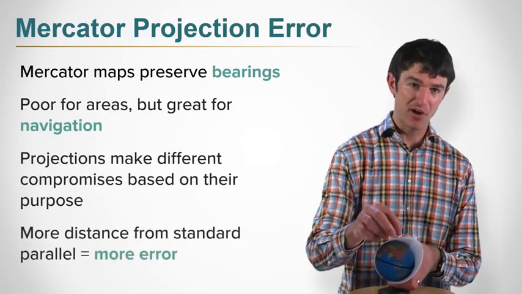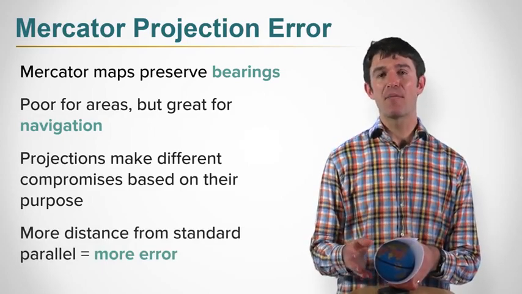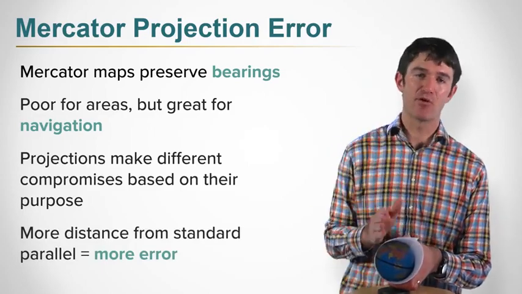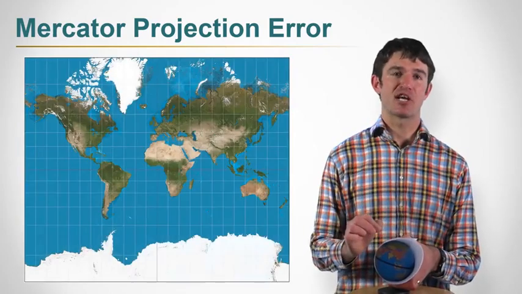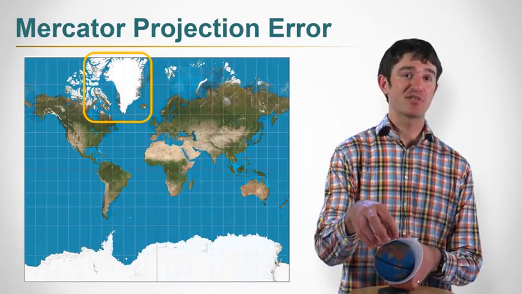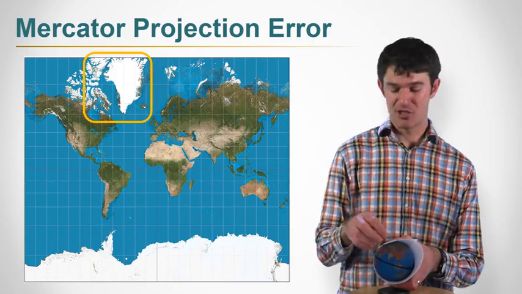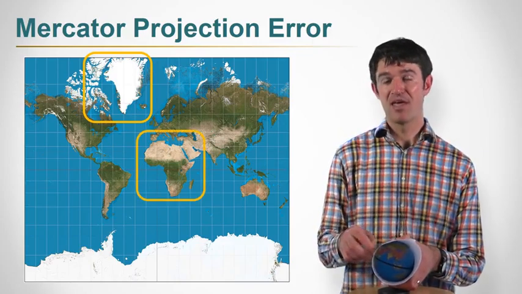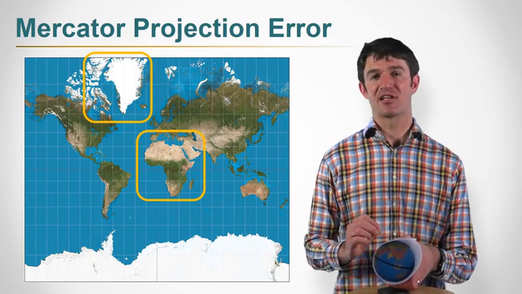Still, we have the same issue we had with the planar projection. As we get further away from the standard parallel, we accumulate more error on our map because the light ray travels at angles that force the spread of information. This is really evident in the Mercator projection. Greenland is pretty small, but in the Mercator projection, since it's out here, it's as big as the continent of Africa, which is over here along the standard parallel. In reality, Africa is more than 17 times the size of Greenland.